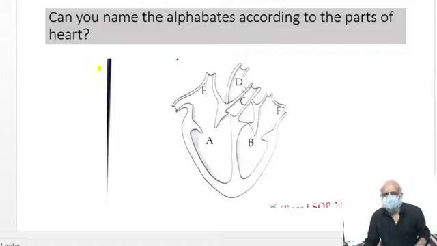The board always asks a question like, name the alphabets according to the parts of the heart. That is, can you name A, B, C, D, E, and F? A is right ventricle, sorry. B, left ventricle. E, right atrium. F, left atrium. C is pulmonary artery. D is aorta, etc. You have to answer like this.